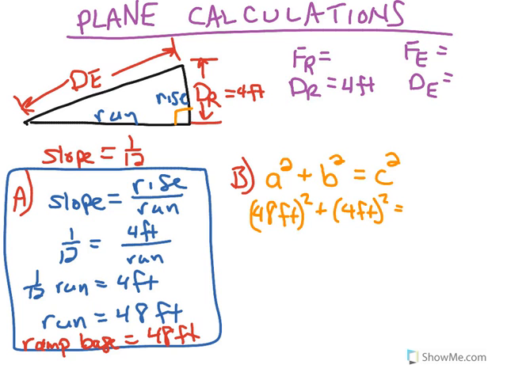And C is the distance of the effort. If we square that, then it would look like this. So 48 feet squared. 48 squared is 2,304. Feet squared is square feet. 4 squared is 16. Feet squared is square feet.